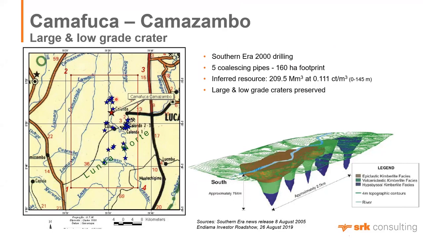There are obviously other kimberlites around Camafuca, Camazambo. Very little is known about those kimberlites. I expect that some of them will have sand-filled craters, others may not, and we'll see the reason for that in a moment.